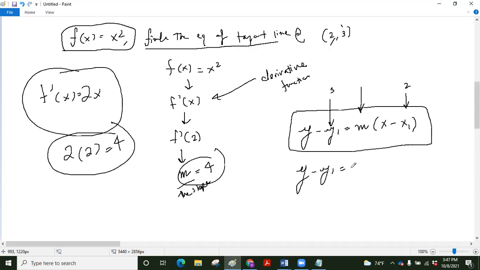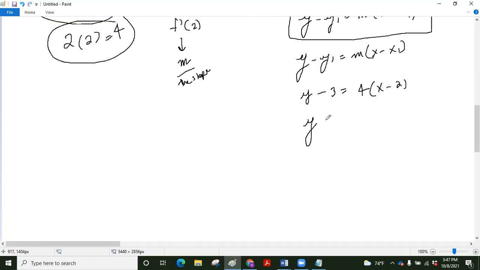So y minus y1 equals m times x minus x1. So y in this case, we keep the same. For y1, we plug in our y value, which is 3, equals m. Well, what is m? It's 4. And then x minus x1, what is our x value? It's 2. So y minus 3 equals 4x minus 8. Y equals 4x minus 5. That's the equation of the tangent line.